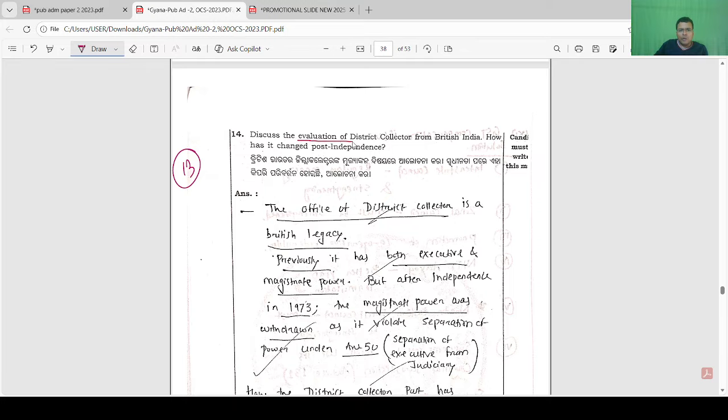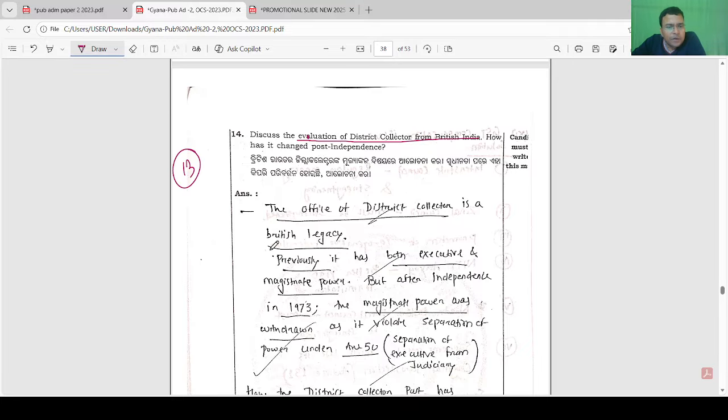Discuss the evolution of the district collector. This is not evaluation but evolution, it is a printing mistake, so read it as evolution. Discuss the evolution of the district collector from British India. How has it changed post independence? Very good question, and he has written a good answer.